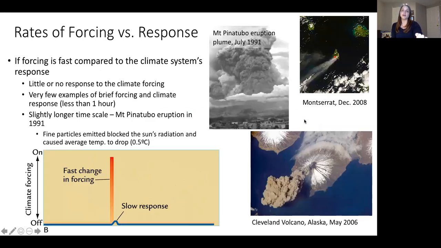Other examples where we have a really quick on and off are things like volcanic eruptions. That might last maybe a couple of weeks, in the case of Mount Pinatubo in 1991. The impact was that the Earth's temperature dropped a little bit and stayed low for a couple of years following 1991. In terms of the entire span of Earth's climate history, this is a really short amount of time, but we're using it as an example of a fast change in forcing and a slow response to match those two.